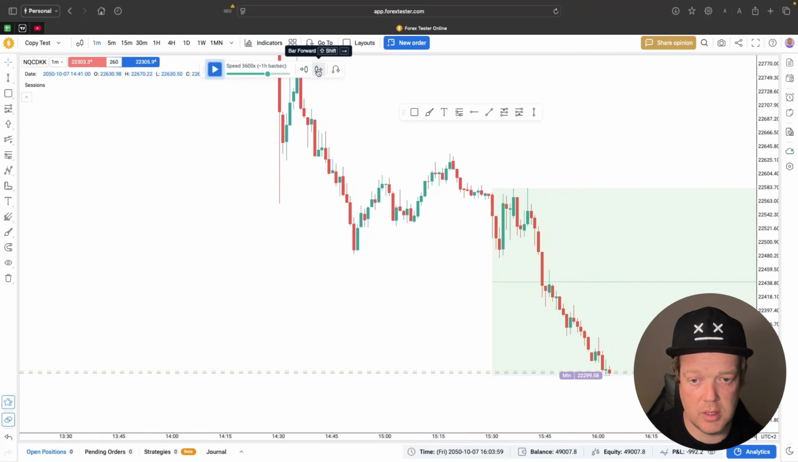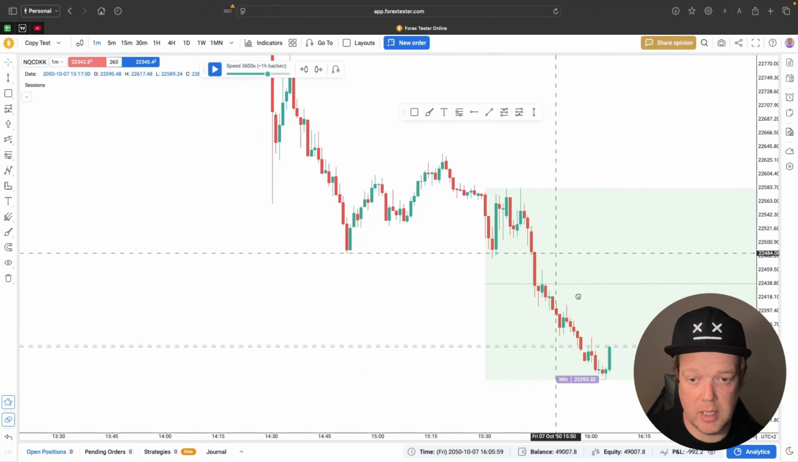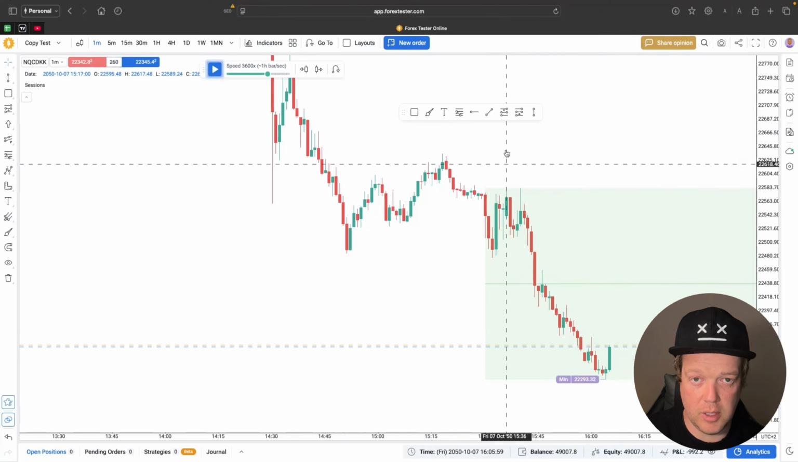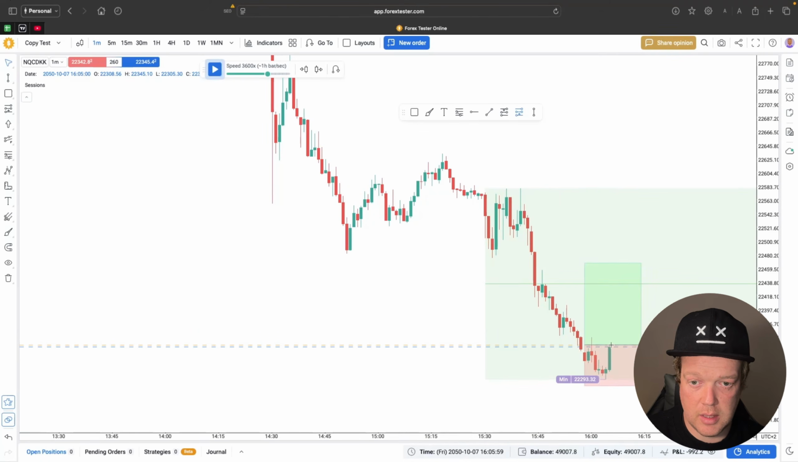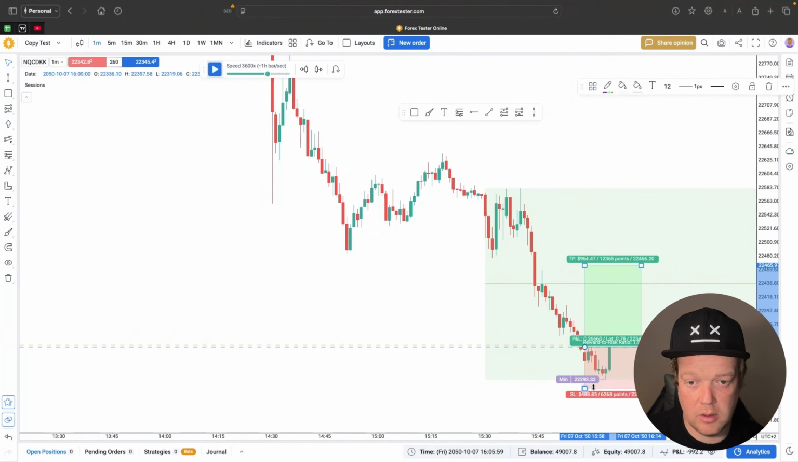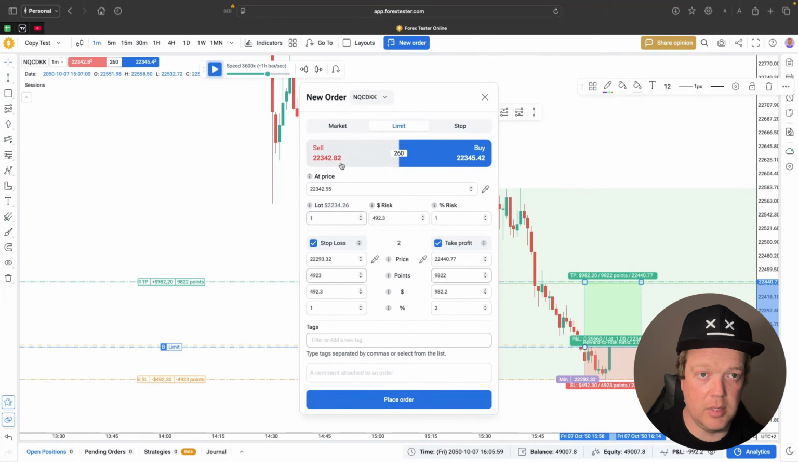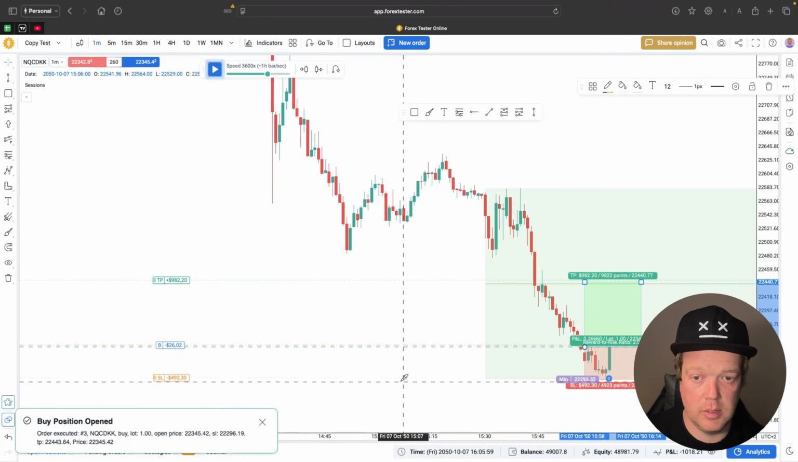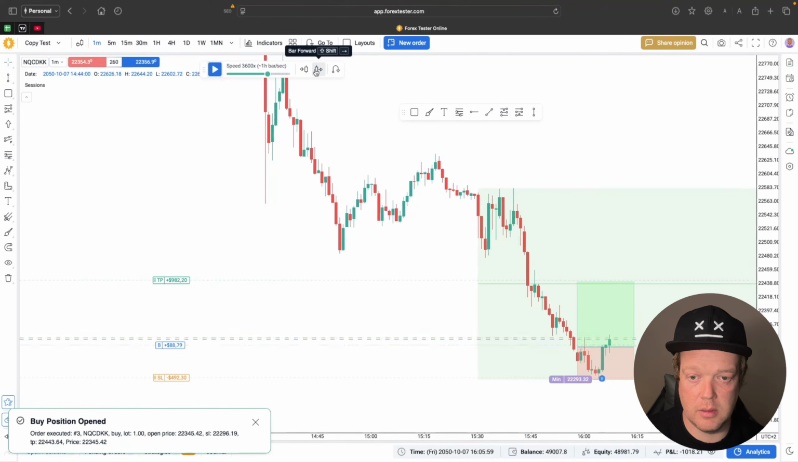Price is just pushing down. There we have above the break of structure. So let's enter our trade. I would normally not trade NFP, but let's see how it works out. I'm going to place our order and let's see what happens.